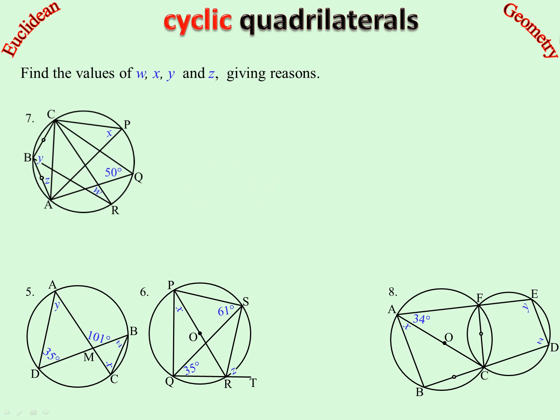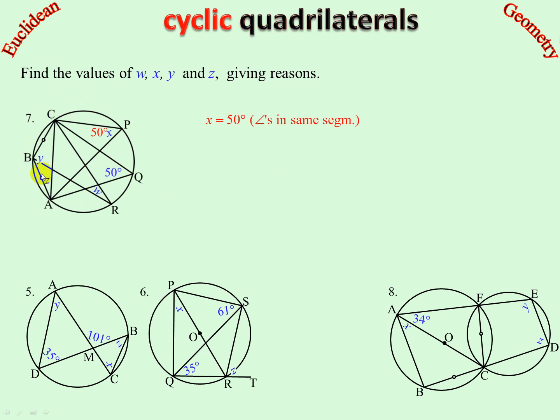Number 7. If you have a look here, be careful, they're not all, but here's some angles in the same segment. That's not the same. But if we have a look here, we can get x straight away. The angles in the same segment. X is 50 degrees, angle in the same segment.